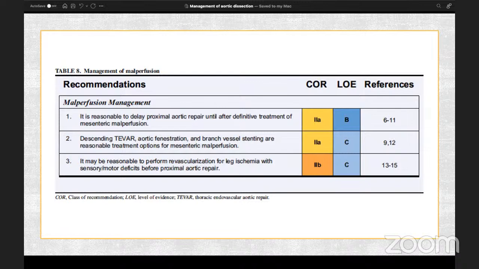Aren't we risking delaying the proximal repair for something that might be dynamic and might be resolved with our procedure? You are, but in mesenteric ischemia, honestly, if you have full-blown mesenteric ischemia, it's really hard to call it dynamic, because dynamic obstruction improves with the flap movement. You know, the dissection flap is dynamic; it moves.